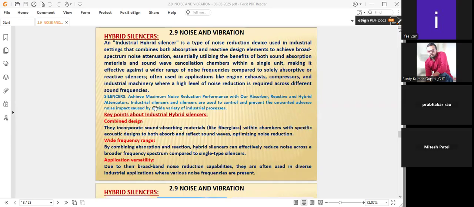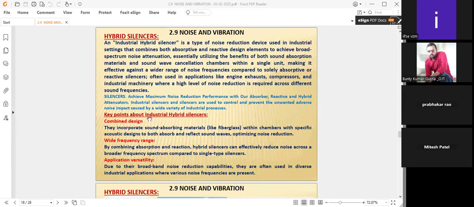Industrial silencers are used to control and prevent unwanted adverse noise impact caused by a wide variety of industrial processes. These are the silencers. Depending upon the cost impact, depending upon what the organization can afford, go for the reactive, absorptive or hybrid silencers where your requirement is fulfilled as per their individual functions or individual principles.